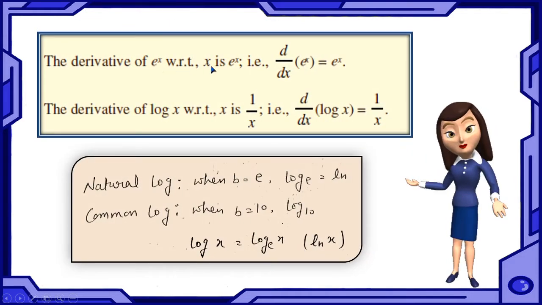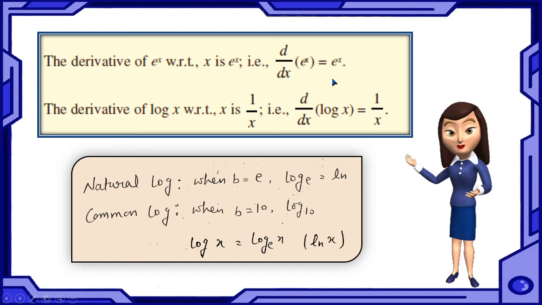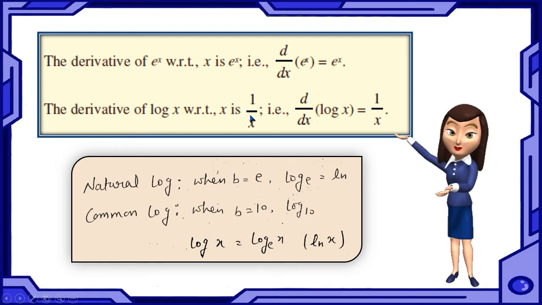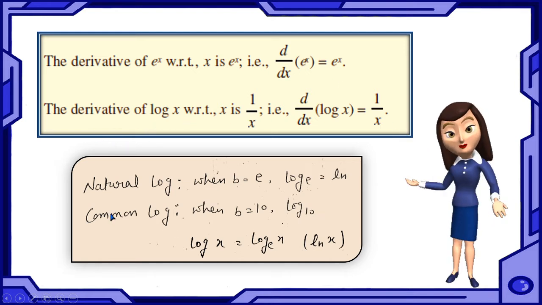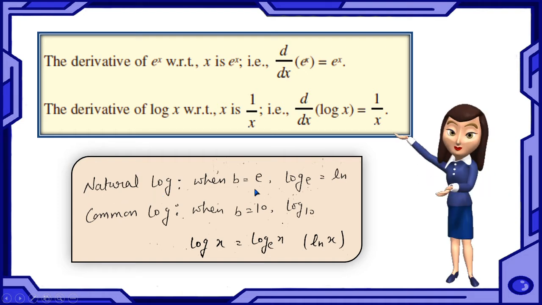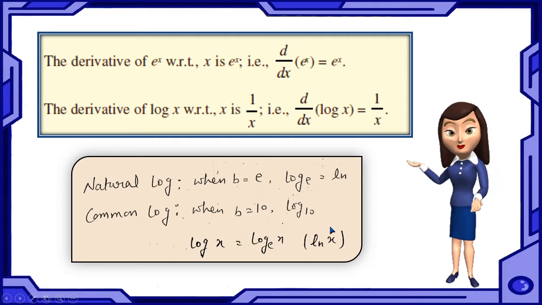Derivative of e power x with respect to x is the same, e power x. Derivative of log x with respect to x is 1 by x. Here also we have two types of log: natural log where base is e, and common log where base is 10.